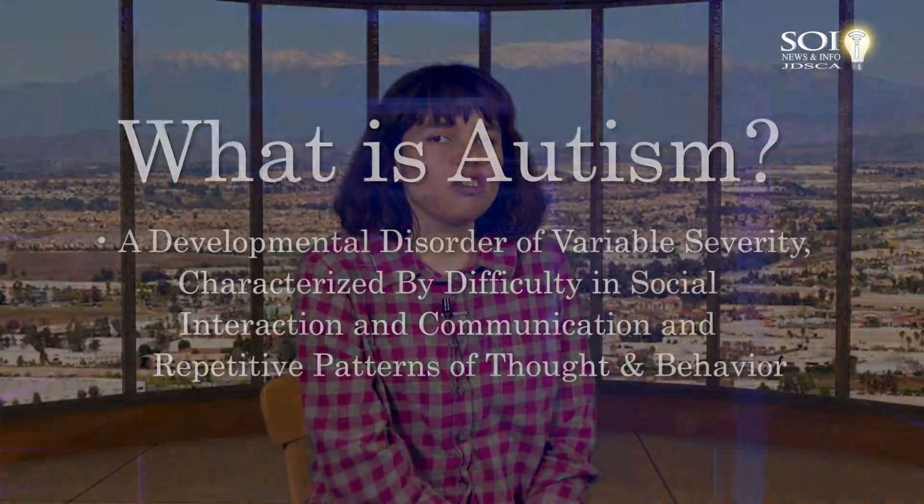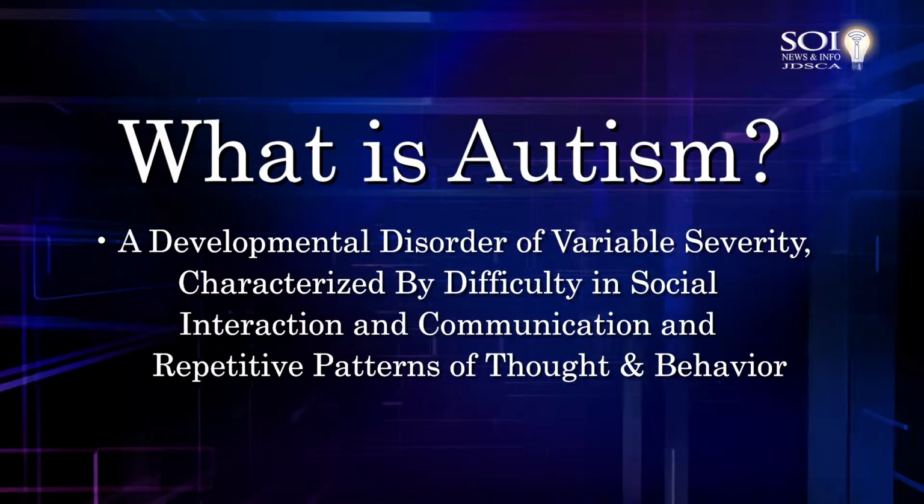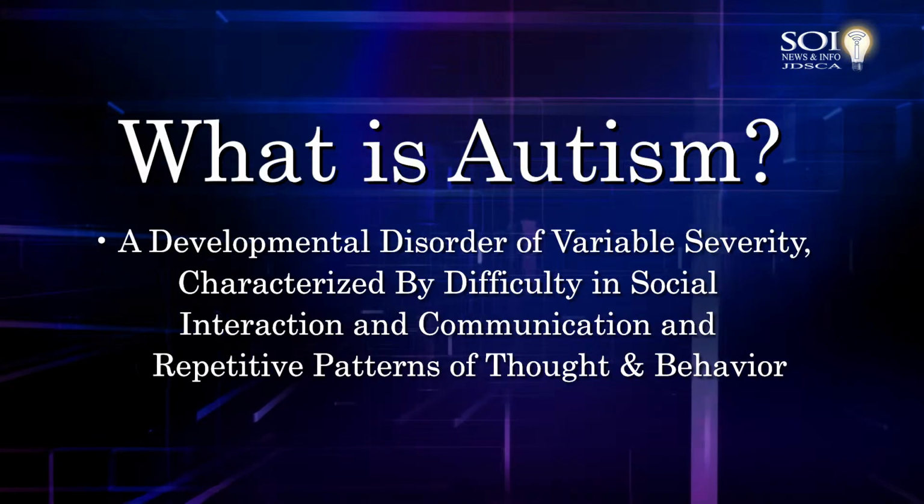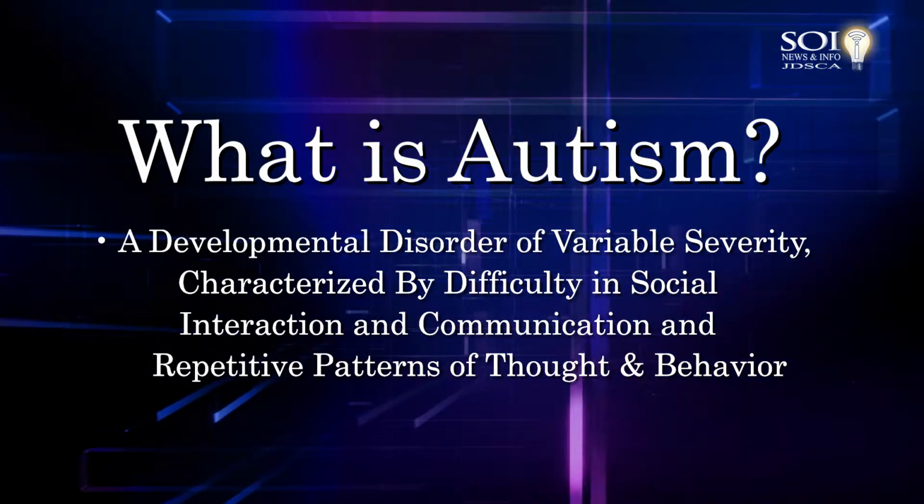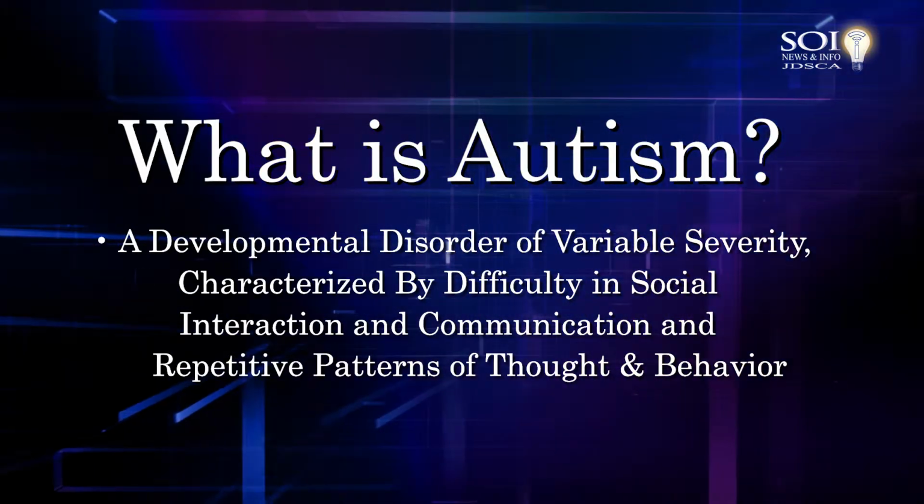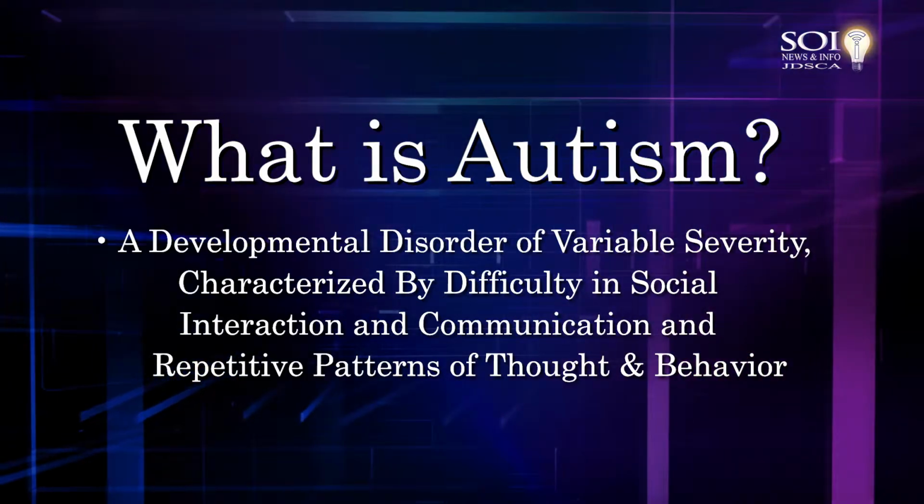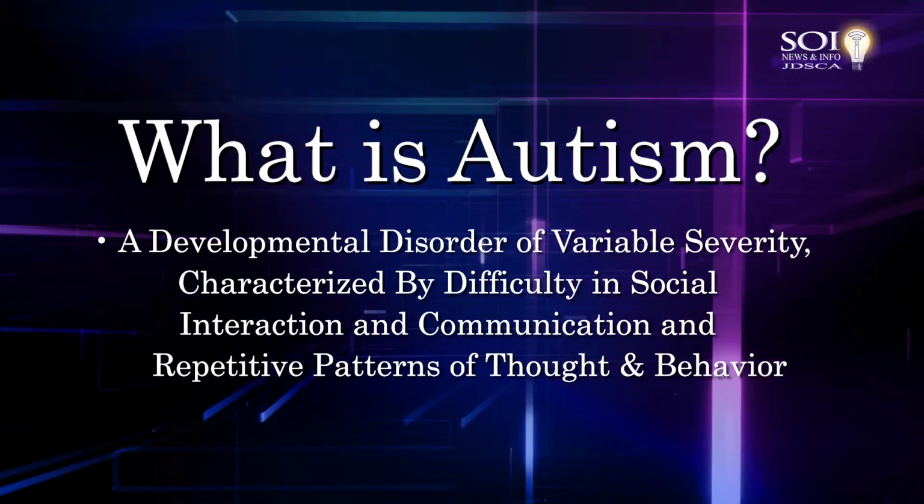The word autism comes from the Greek word autos, which means self. It describes a condition in which a person feels removed from social interaction. In other words, he or she becomes an isolated self. The full definition of autism is a developmental disorder of variable severity, characterized by difficulty in social interaction and communication and by restricted or repetitive patterns of thought and behavior.